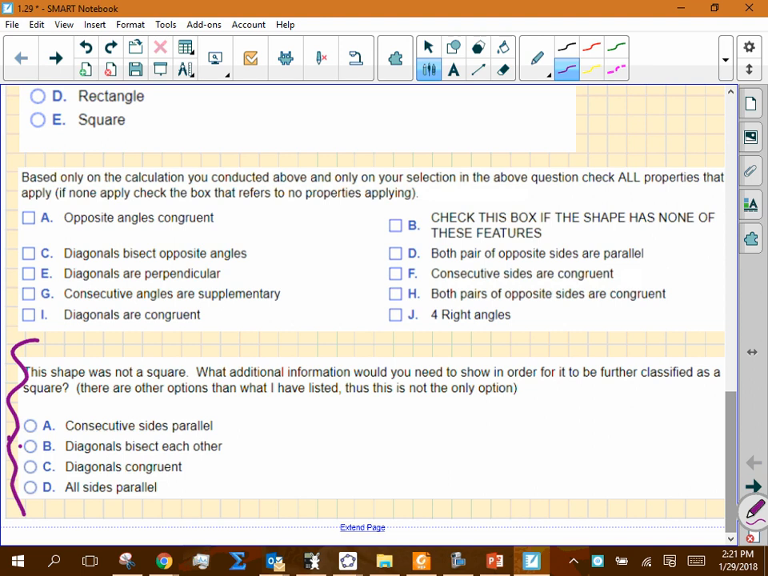But are those options here? V. All sides are parallel? No. Think about that. If all sides are parallel, then we have something like this. Not a shape, right? So that's not an option. Diagonals are congruent. Is that enough to show that this thing is a square? Yes, because diagonals congruent exists for rectangles, right? And if a rhombus is a rectangle, the rhombus has to be a square. So C is my option here. Diagonals bisect each other. That's just true for all parallelograms. Consecutive sides parallel again doesn't make sense. Consecutive sides have to intersect.